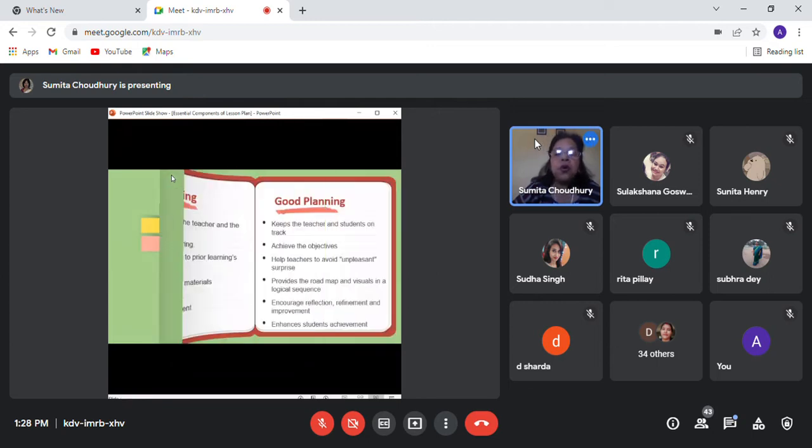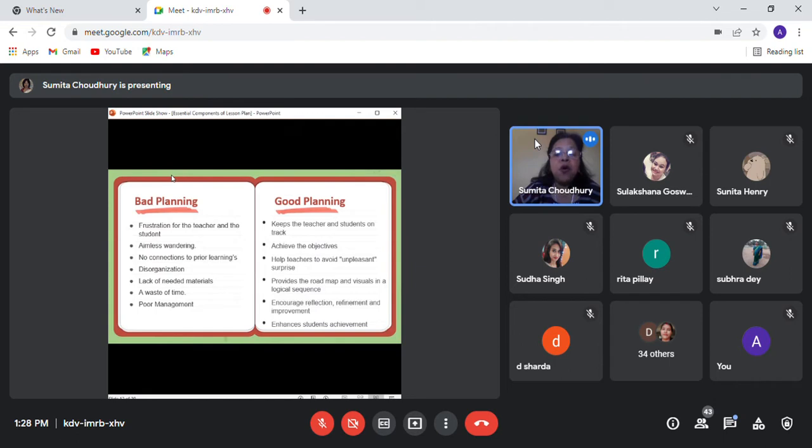First, let's find out what effects can be caused by bad planning. At first, frustration for the teacher and the student. If I take a class without planning or with an ill-structured plan, my students will be confused and uncertain about the lesson. And when the students do not perform as per the teacher's expectation, it is frustrating and affects the teacher-student relationship.